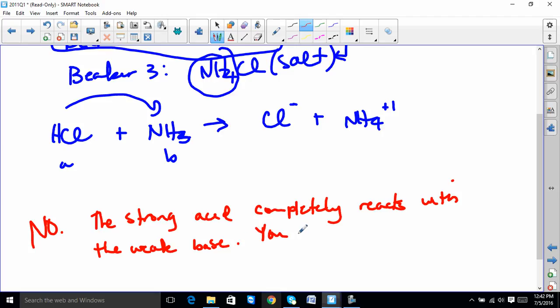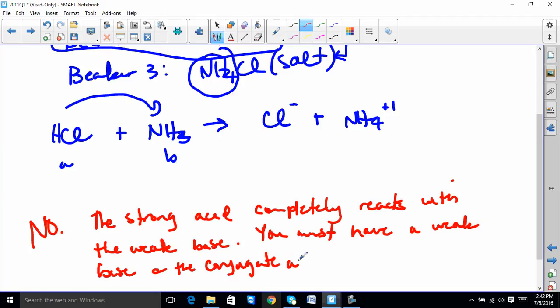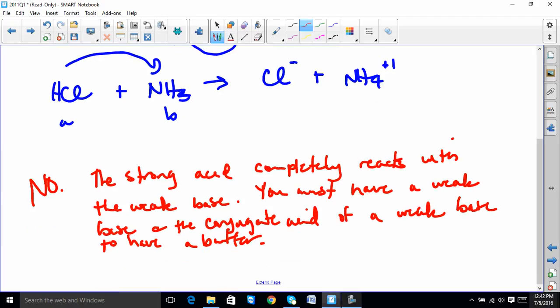You must have a weak base and the conjugate acid of a weak base to have a buffer. And we don't have the weak base. It's been completely consumed. Now this last question is crazy difficult.